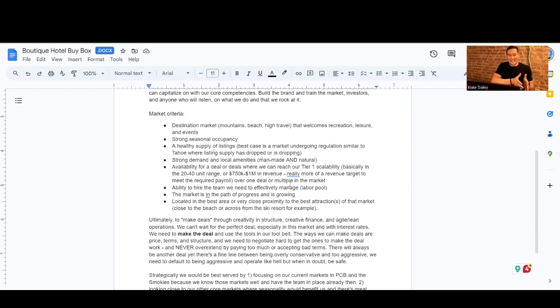And then we talked about the size of the deals that you're looking at. I call this the tier one scalability. So I want to find deals that meet the tier one scalability of that 20 to 40-ish unit range based on 500K or above of revenue, or ideally 750,000 to $1 million in revenue, because that's going to allow me the revenue I need to hire a team, put in the management structure in place, and not be as involved in the day-to-day.